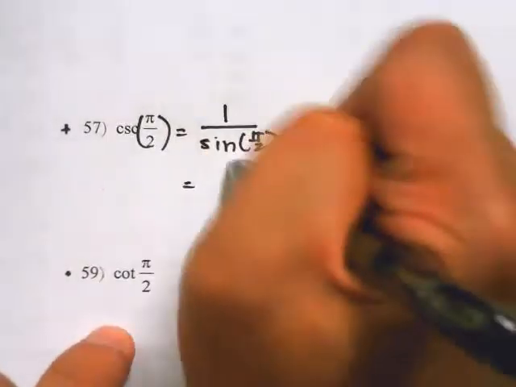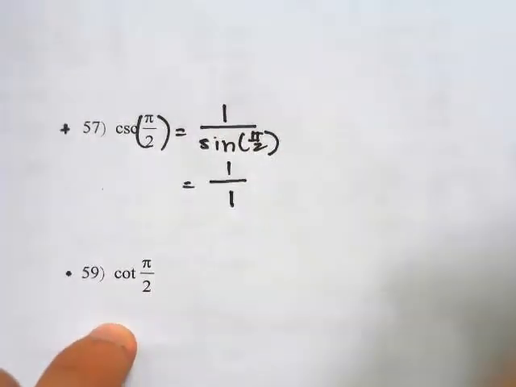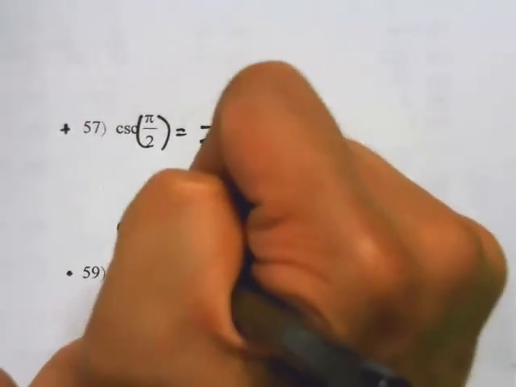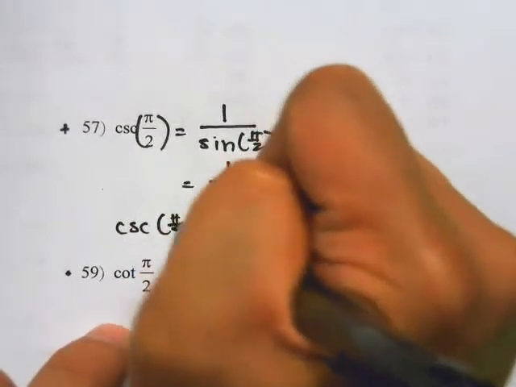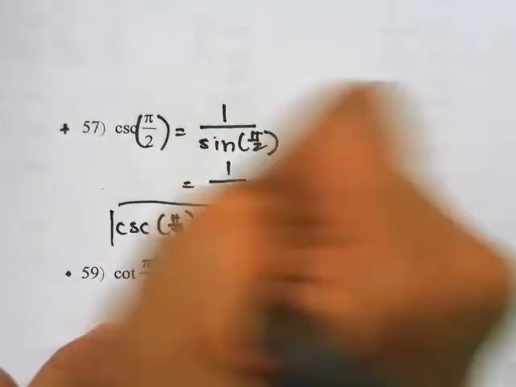Well, sine of 90 degrees is 1. 1 over 1 is 1. Okay, cosecant of pi over 2 is equal to 1.